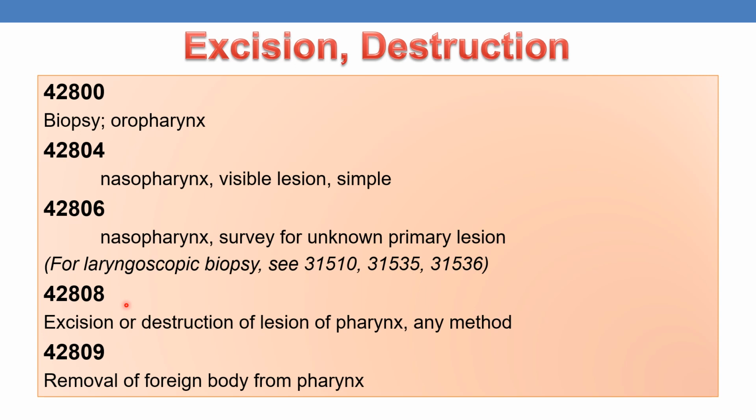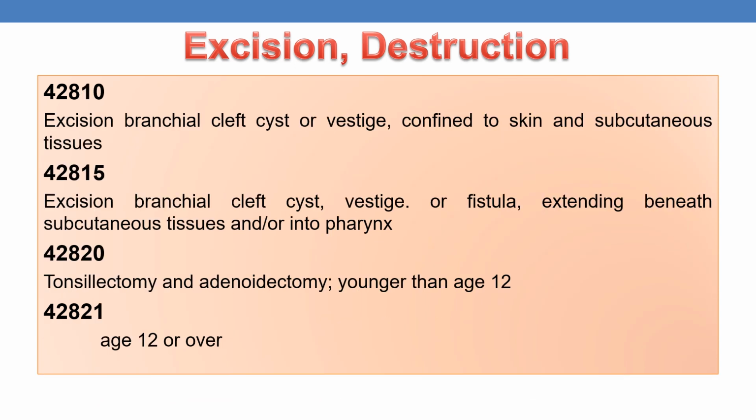The next CPT is 42808. It deals with excision or destruction of lesion of pharynx, any method. The next is 42809. It deals with removal of foreign body from pharynx. The next is 42810. It deals with excision, branchial cleft cyst or vestige, confined to skin and subcutaneous tissues. The next is 42815. It deals with excision, branchial cleft cyst, vestige or fistula extending beneath the subcutaneous tissue or into pharynx.